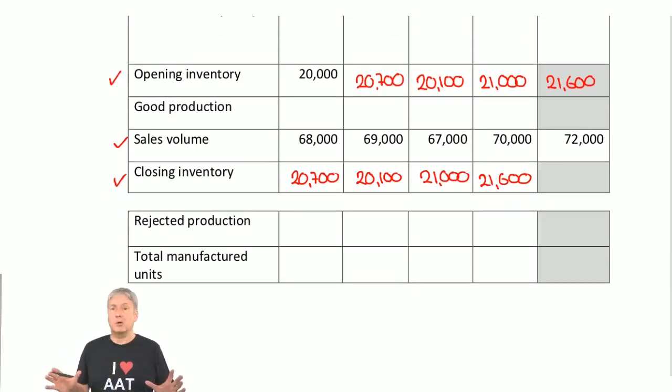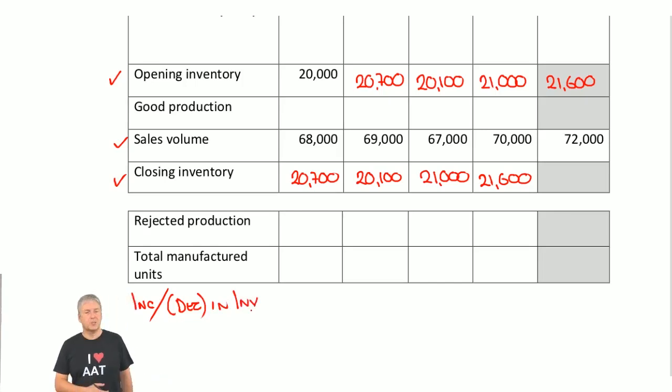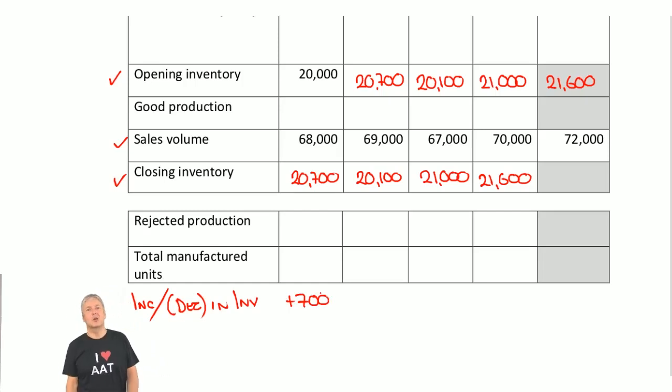We haven't got a box to fill in here, but could I ask you what has happened to stock during the period? Has there been an increase or a decrease in inventory? What's happened? Well, I'm hoping that you're shouting at the screen that we started with 20,000 units, we ended with 20,700. Therefore, there is an increase of 700.